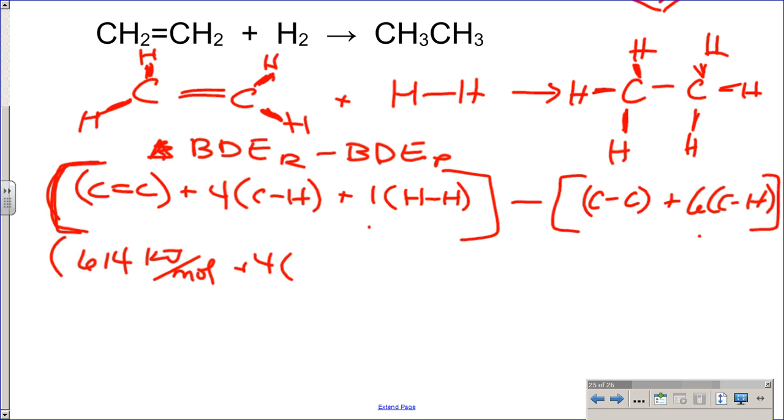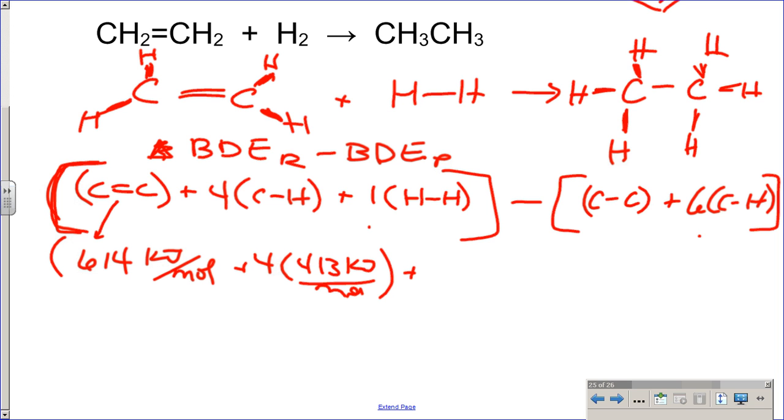Okay, we didn't get very far. We just wrote down all the bonds we saw. So there was 1 double bond, there were 4 C to H single bonds, and then there was 1 H to H single bond, and then over here we have 1 single bond between C and C and 6 C to H bonds. And then these values are out of a book, and I have the book right here for you. Okay, so this one is 614 kilojoules per mole of those bonds, 4 times 413 kilojoules per mole of those bonds, plus that little one.